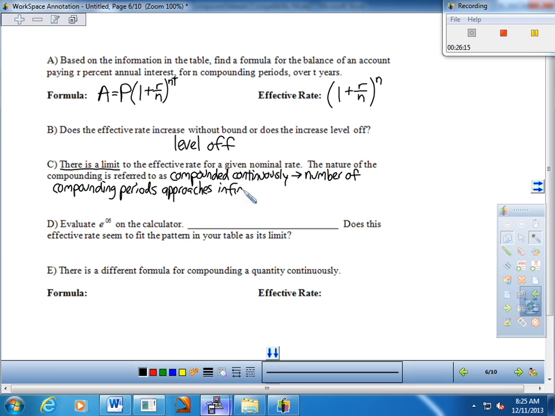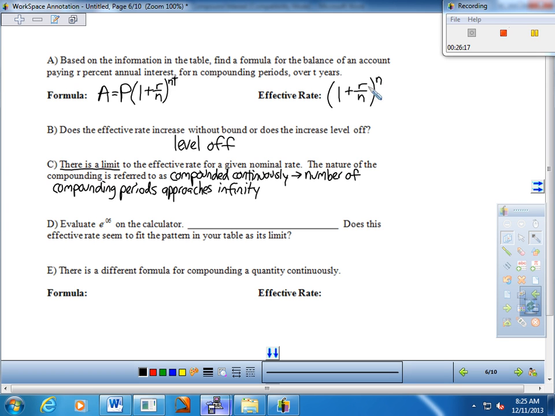And that's what I said in my table. I wanted to see what happened when n got larger and larger and larger. I only went up to 500,000. But again, theoretically, we could see what happens as it gets larger and larger. If you look at this effective rate and my formula over here, I can put in larger and larger numbers, but can I actually put in infinity? Does that make any sense whatsoever?